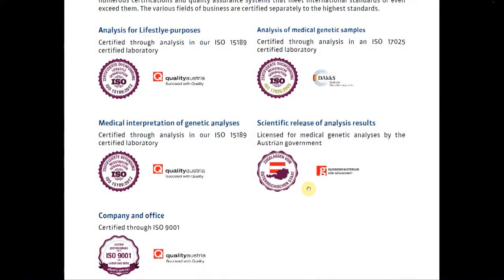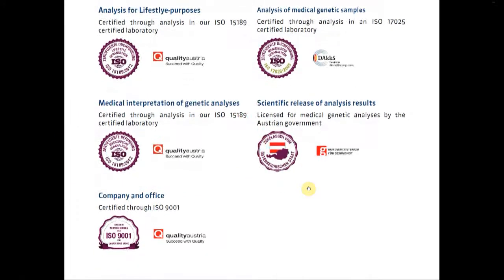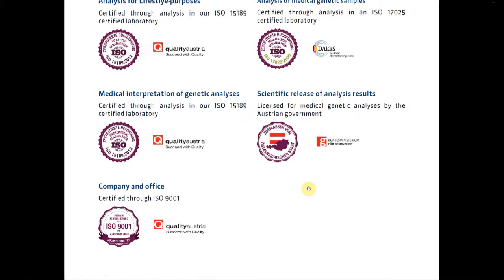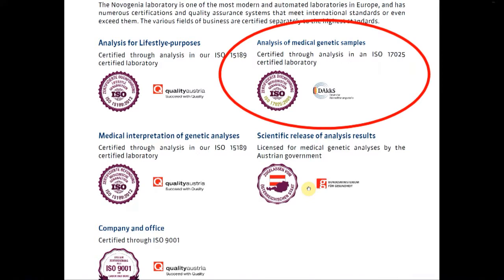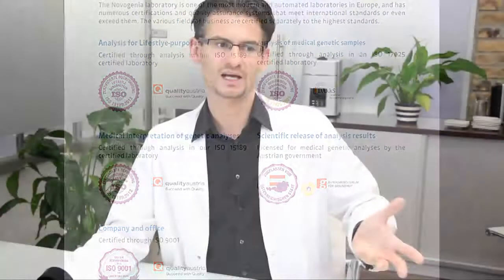So it looks at quality control, checking for errors, validation of all processes and so on. And this certification applies to lifestyle analyses for weight management and healthy nutrition, as well as for medical interpretation and genetic analysis. And the company and office is ISO 9001 certified. This is all about document control, continual improvement and so on. Then some of the medical genetic analyses are covered not by 15189 but by ISO 17025. It's similar to the ISO 15189 but yet again slightly different.